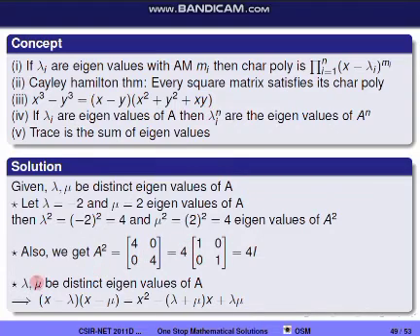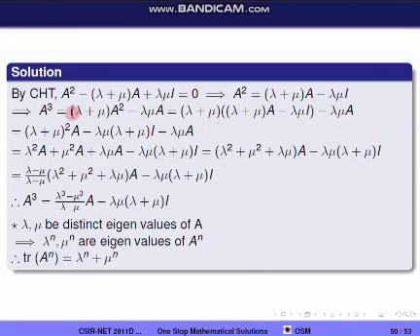And we are given lambda and mu to be distinct eigenvalues of A. Therefore, the characteristic polynomial is equal to (x minus lambda) into (x minus mu). When we multiply both these terms, we get x square minus (lambda plus mu) into x plus lambda mu. And by the Cayley-Hamilton theorem, we get A square minus (lambda plus mu) into A plus lambda mu I is equal to 0. From this, we get A square is equal to (lambda plus mu) into A minus lambda mu I. So now I am multiplying this equation by A. So we'll get A cube is equal to (lambda plus mu) into A square minus lambda mu A.